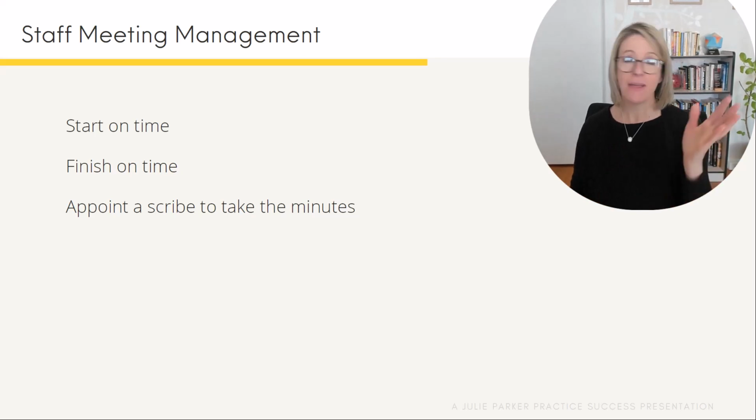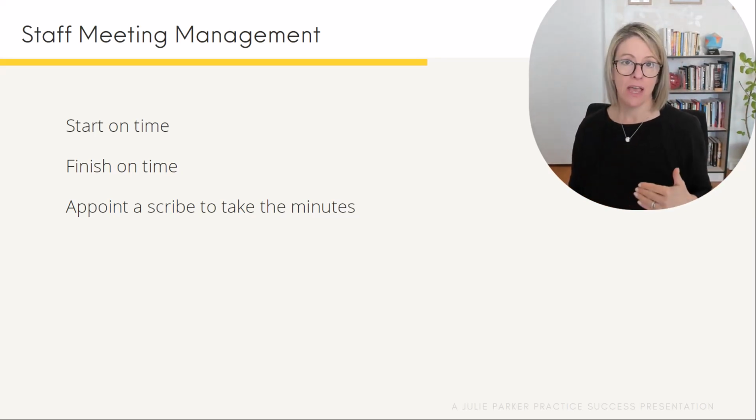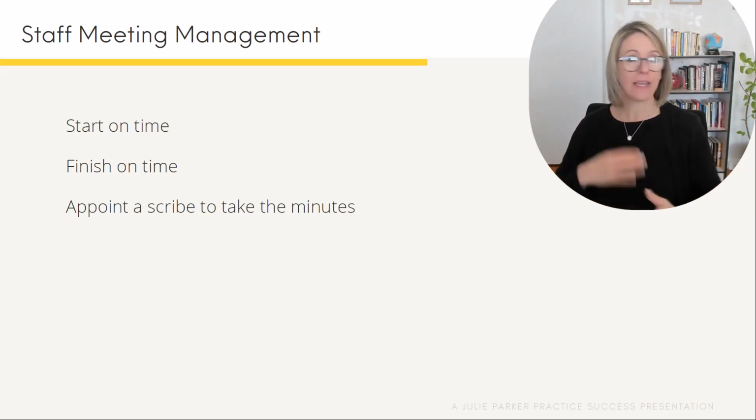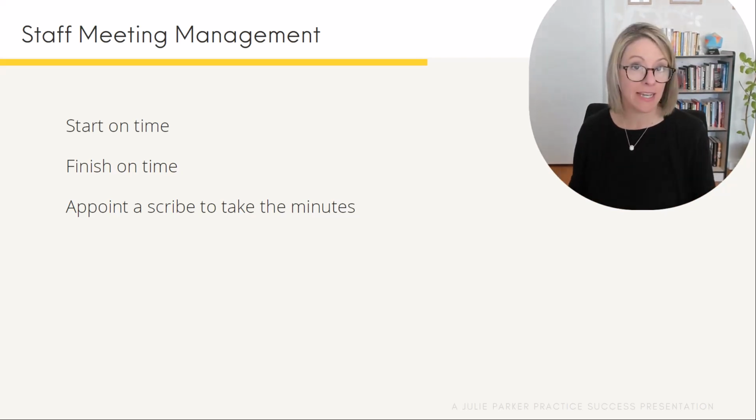And that scribe can be a different person for each of the team meetings as well, making sure that you're getting that deeper level of engagement from all of your team members. So you're allocating different people each time to be the scribe.